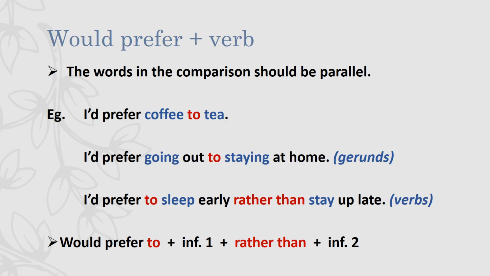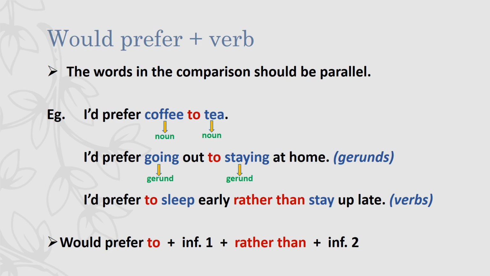I prefer coffee to tea. Coffee and tea both are nouns. I prefer going out to staying at home. Going and staying both are gerunds. Now the third one is the verb. I prefer to sleep early rather than stay up late.